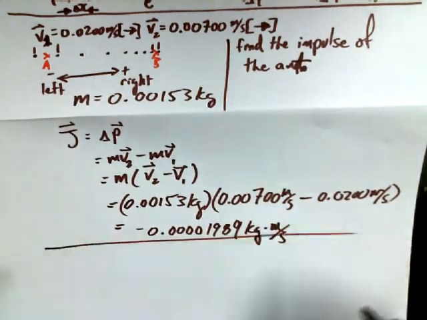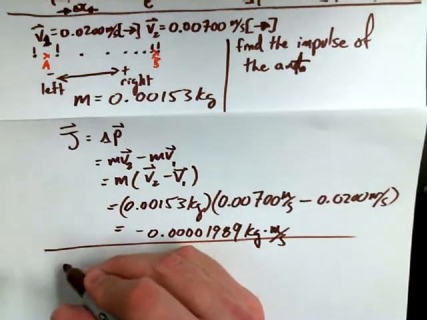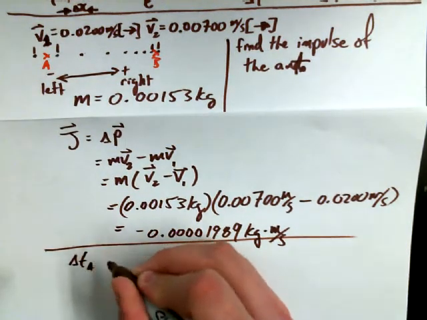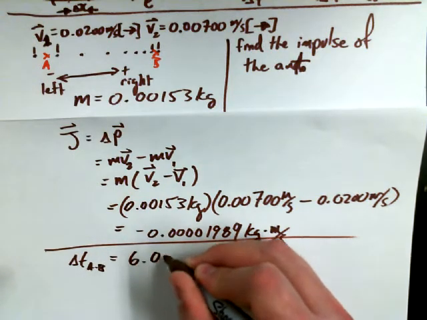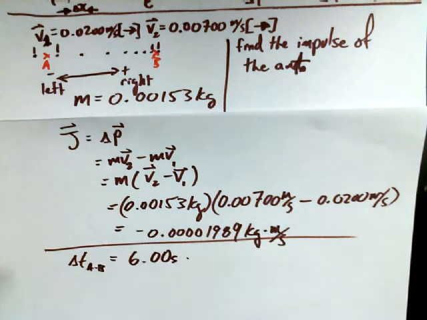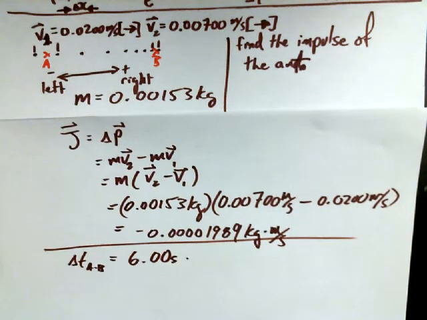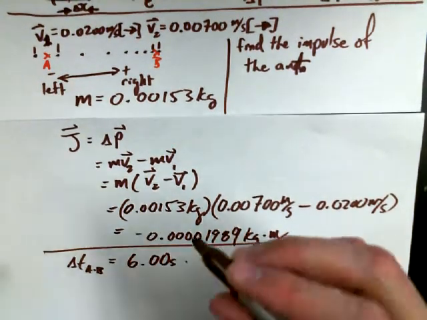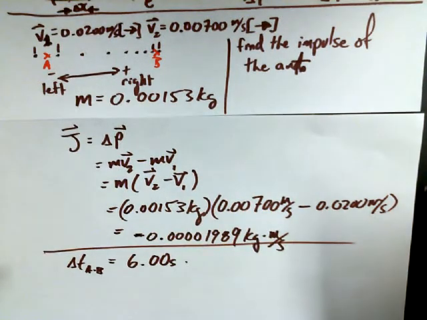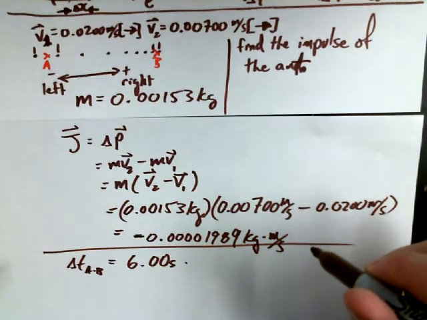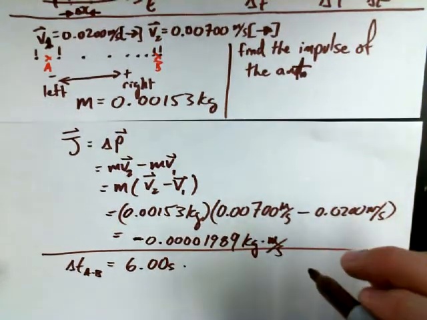Now, if I knew how much time it took between points A and B, delta t A to B, and I said it was 6.00 seconds, there's a couple of ways that I could figure out the acceleration of this little ant. Before I do that, what's the significance of this impulse being negative? Yeah, slowing down. So that actually has some physical significance here. It's important to notice that it actually means something.